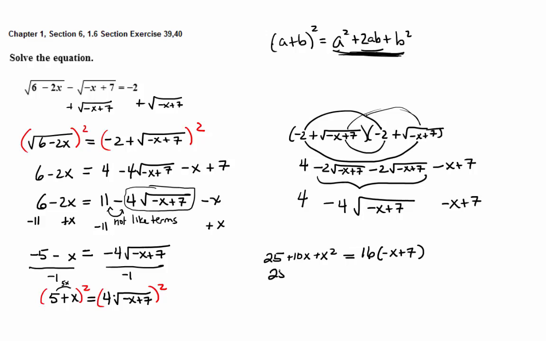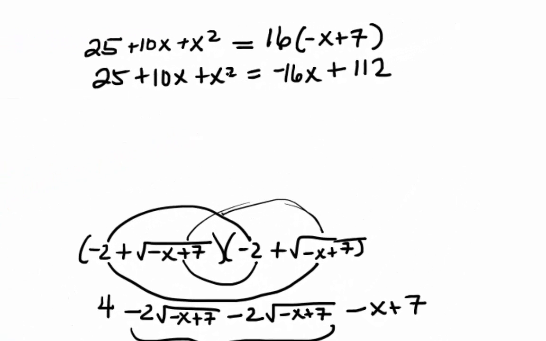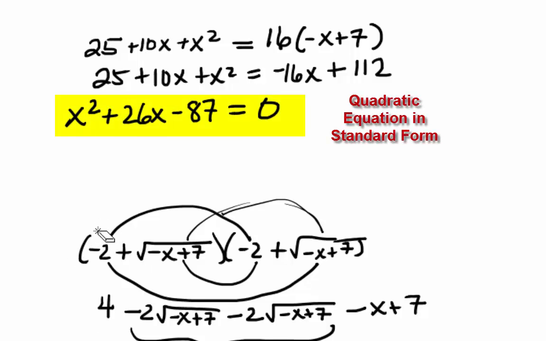So this is going to be 25 plus 10x plus x squared. I'm going to distribute through the parentheses: negative 16x plus 112. Okay, I'm going to get it in standard form. So I'm going to move everything to the left, keeping the x squared term. I have a 10x and I'm adding 16x, so plus 26x. I have a 25 and I'm subtracting 112. Negative 87 equals 0. Now we have a quadratic equation in standard form.